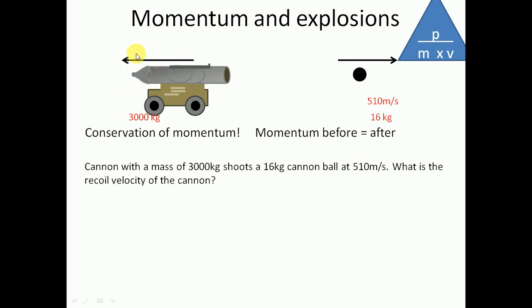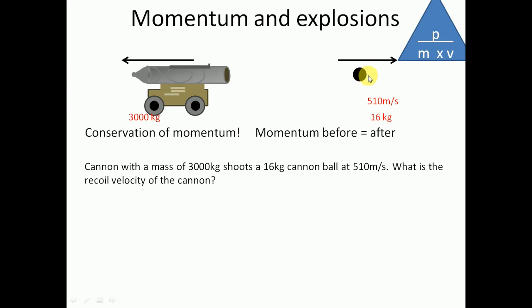But we can't work this out yet, because the only thing we know about the cannon is its mass. We don't know its momentum, therefore we are not able to calculate its recoil velocity. However, we do know the velocity and the mass of the cannonball, therefore we are going to start off by calculating the momentum of the cannonball.